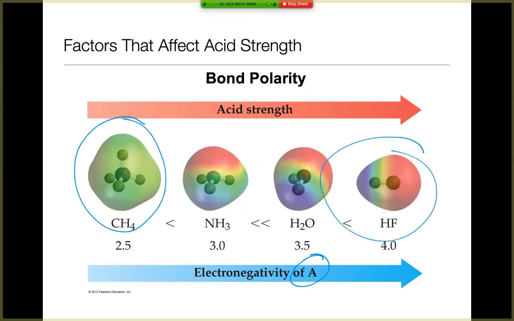On the far end, we have HF, F being the most electronegative element. What that's doing, again, is pulling electron density onto that fluorine, weakening the bond to H. So as the electronegativity goes up, electron density is being pulled away from the H, which then results in a weaker bond, and therefore the acidity increases. So how are we doing so far right now?